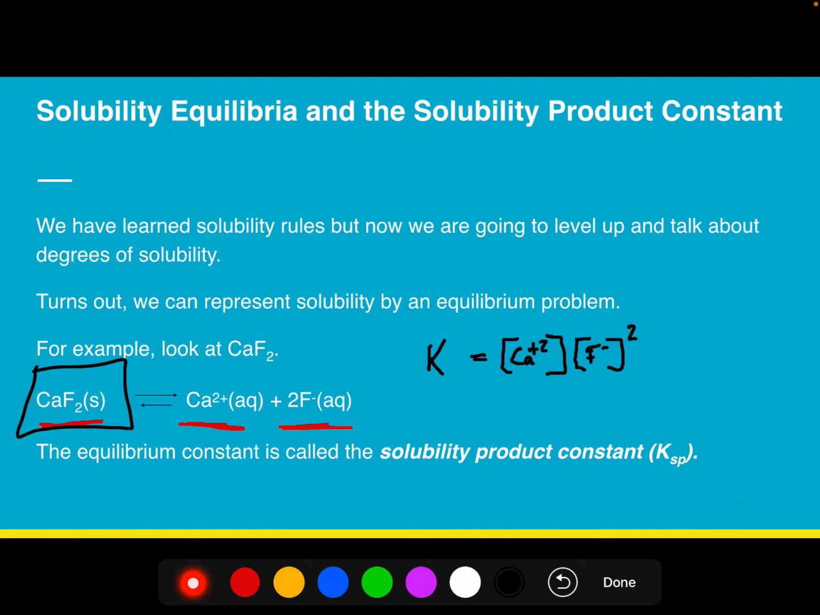So in this case also, we label the K value KSP. That's for solubility product. So anytime you see a KSP, we're talking about dissolving something. So that's how that works. All you have to do to figure out if something's at equilibrium is look at how much of it is dissolved.